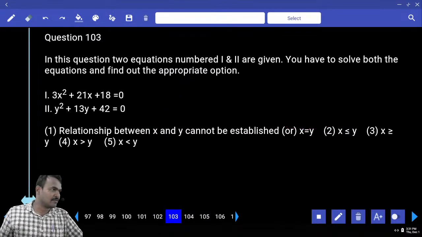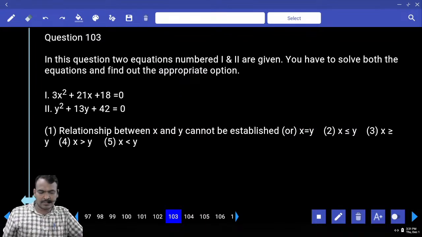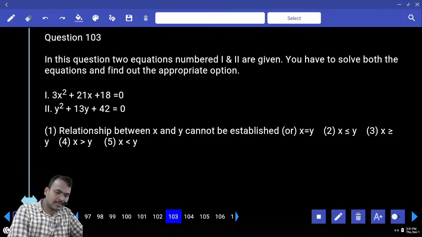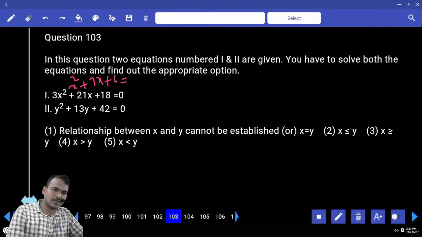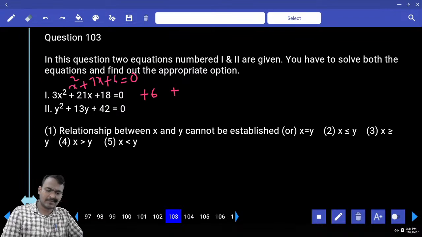108 103, what is the product value? Sorry, first equation is divided by 3 or not? x square plus 7x plus 6 equal to 0 or not? Yes or no? Product value 6, sum value 7, that is 6 plus 1 or not? Second one, product 42, sum is 13, that is 6 plus 7 or not?